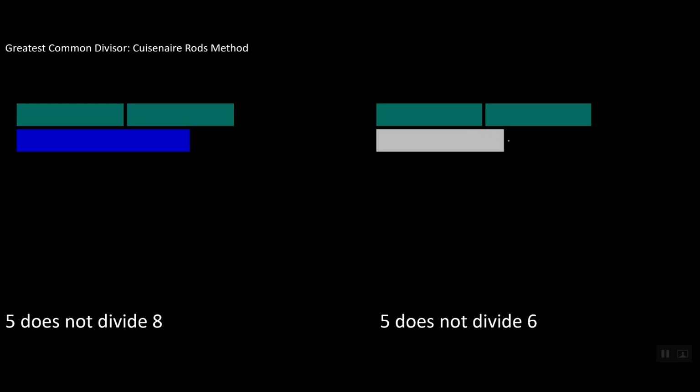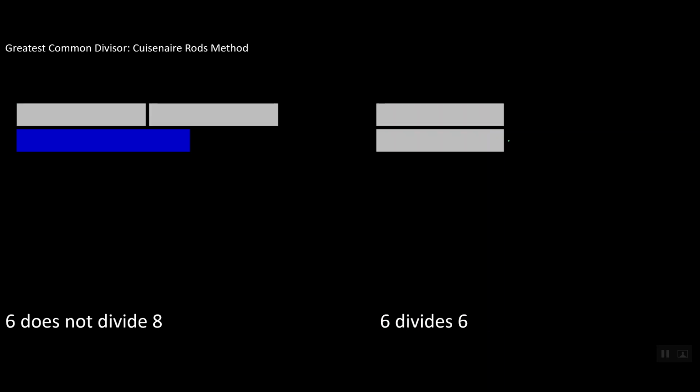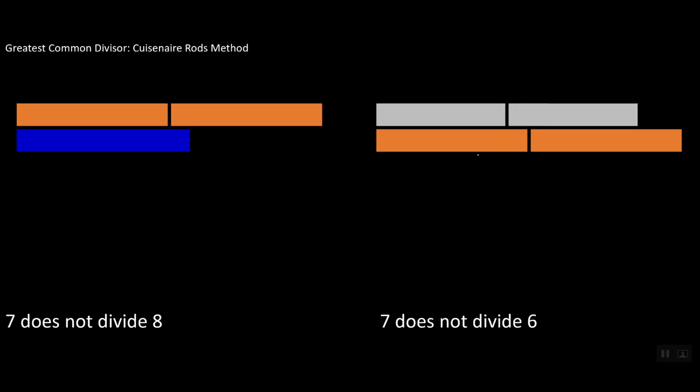We can see that 5 does not divide 8, the rods don't stack up, and 5 does not divide 6, the rods don't stack up. 6 does not divide 8, that gray rod does not match up perfectly with the blue. However, 6 does divide itself, those rods match up perfectly. 7 does not divide 8, 7 does not divide 6.